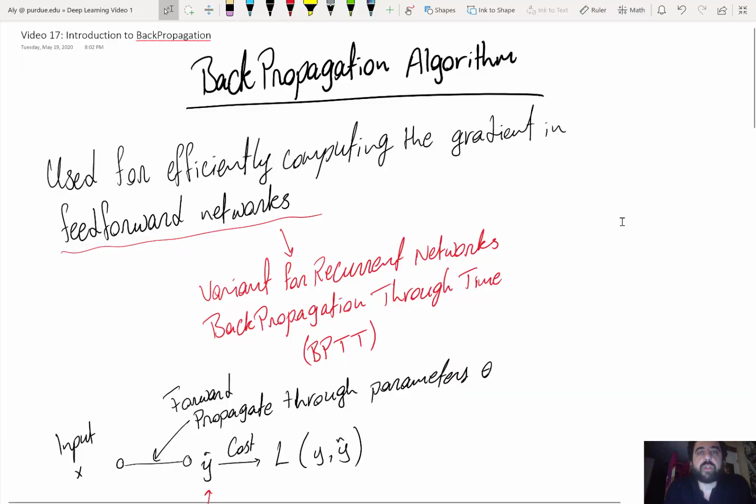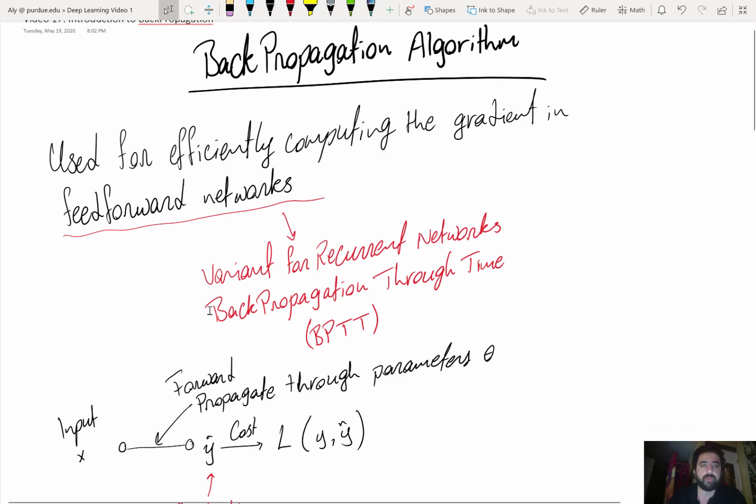Hi everyone. So in this video we'll discuss the main mechanism for computing the gradient in feedforward networks, which is called the backpropagation algorithm. And just note that there is a variant of this algorithm that's used for training recurrent networks, which is called backpropagation through time. We will get to that in the fifth and last section of this course.